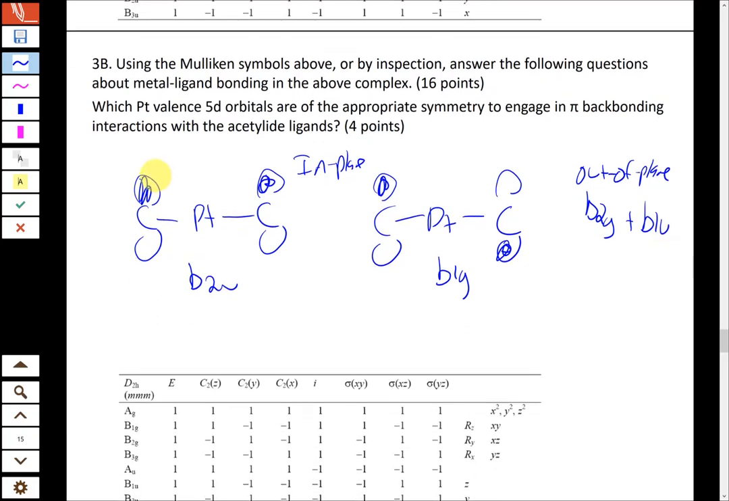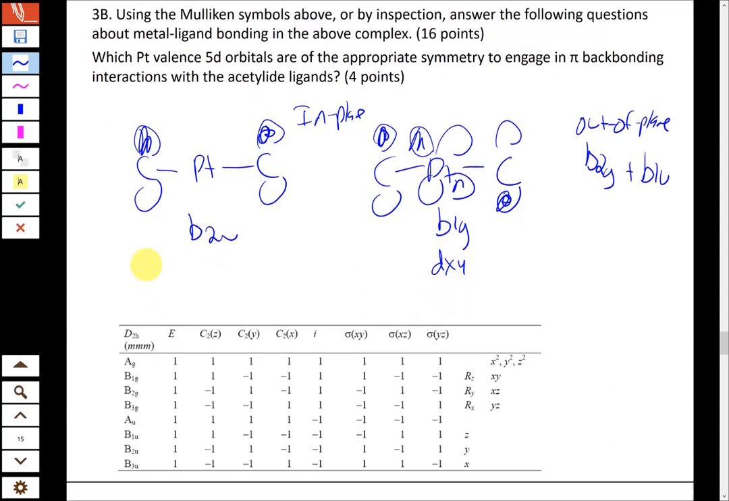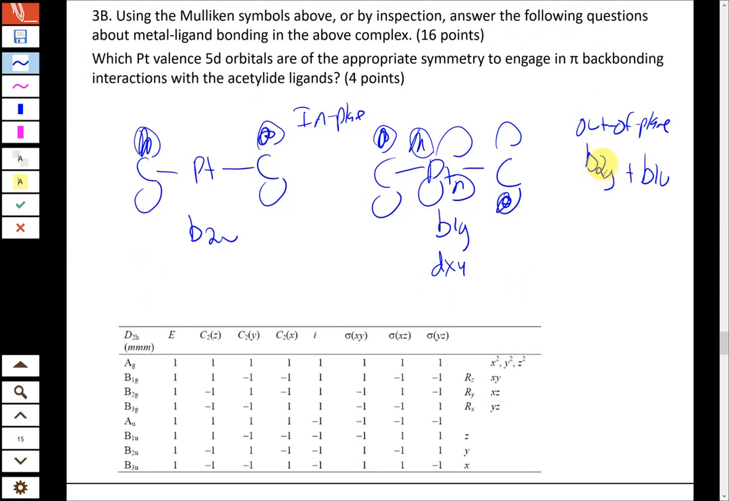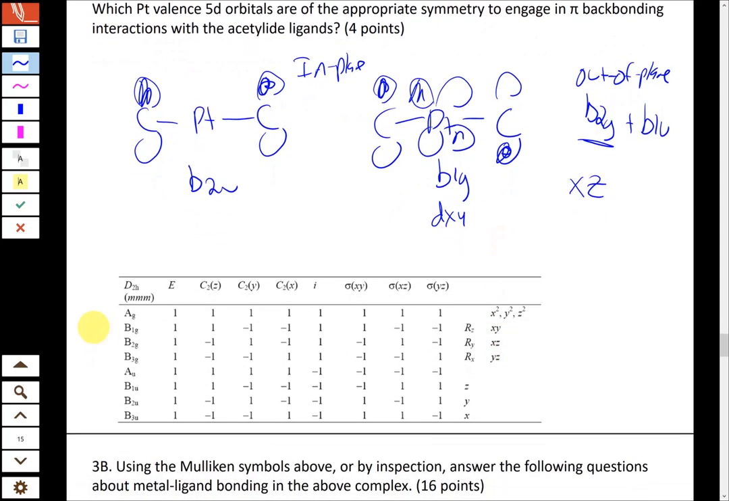But again, what we have is two ligands in the x direction that have pi orbitals in the y and z directions. And so what that means is that this combination here would interact with dxy, which does transform as B1G. And these out of phase ones, again, all the d orbitals are going to be gerade. That's going to have pi orbital density in the x and z directions, which means it would interact with dxz, which is B2G.